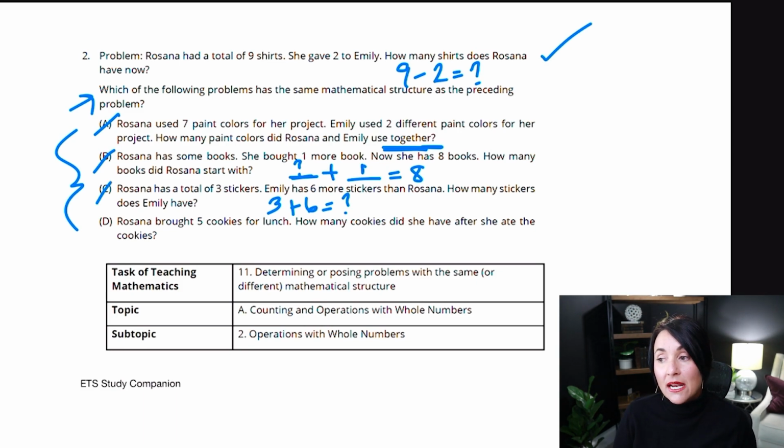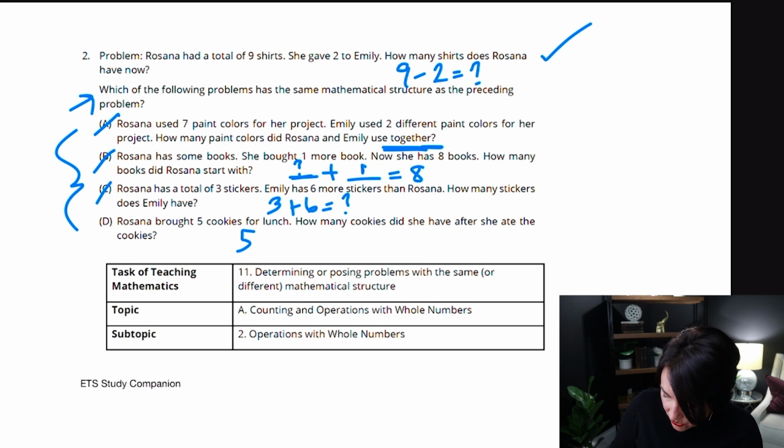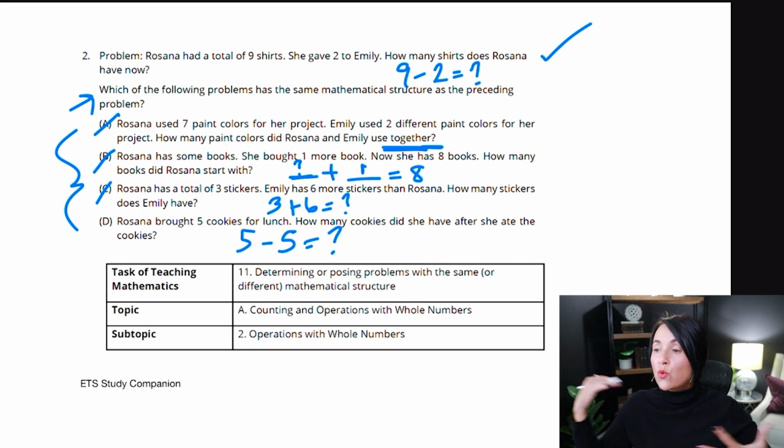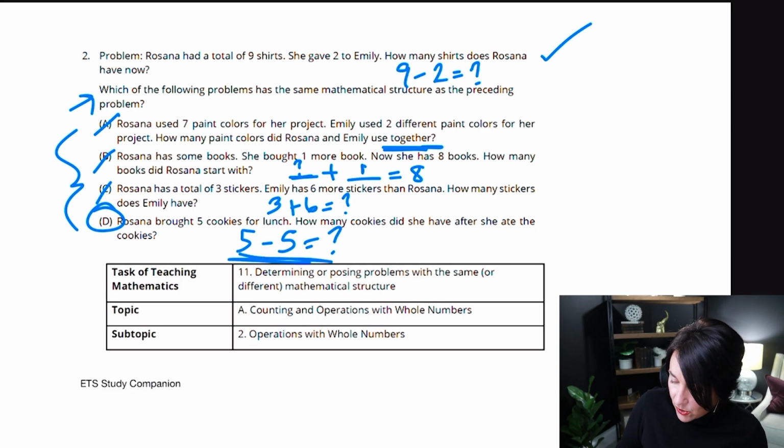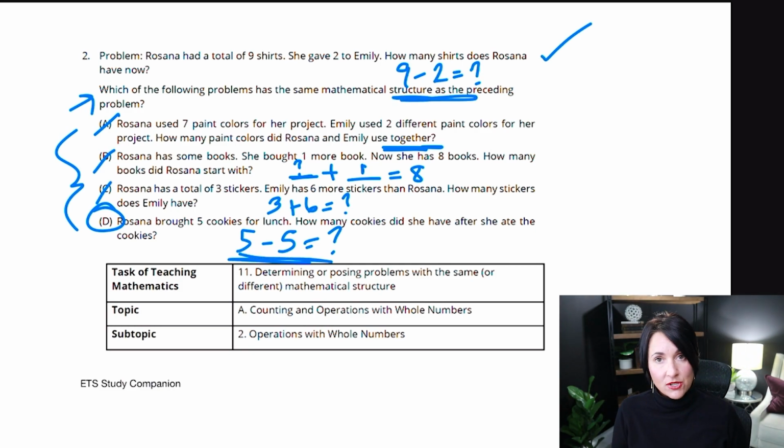And then D, Rosanna bought 5 cookies for lunch. How many cookies did she have after she ate the cookies? Well, looks like she subtracted 5. How many does she have left? So which one of these mirrors the top one? It's going to be D, right? 5 minus 5 equals question mark. 9 minus 2 equals question mark.